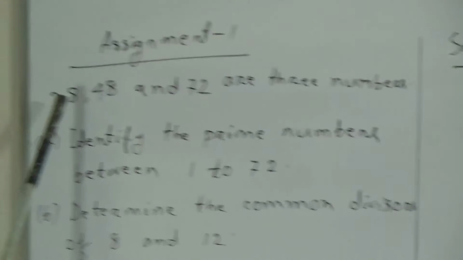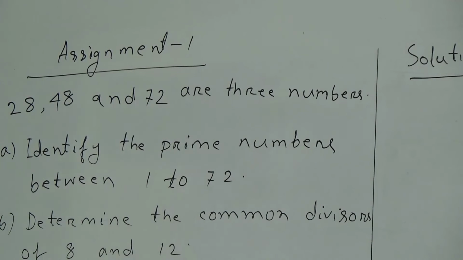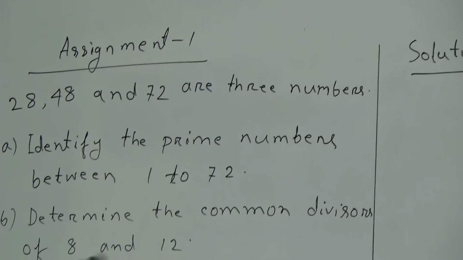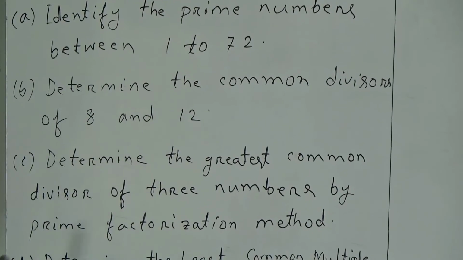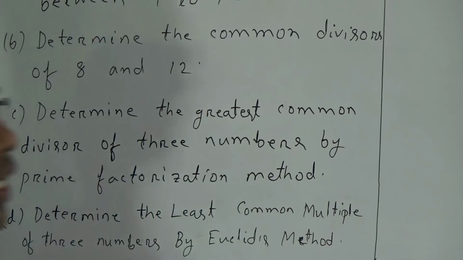Here, the question is 28, 48 and 72 are three numbers. A number question is identify the prime numbers between 1 to 72. Dear students, in our previous classes, we have discussed about prime numbers. I hope you will be able to solve A number. Now, B number question is determine the common divisors of 8 and 12. We have to find out the common divisor of 8 and 12.